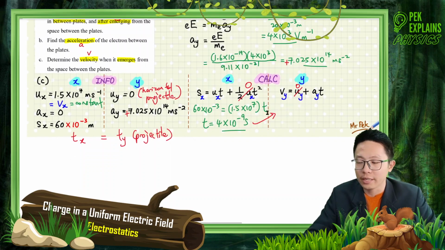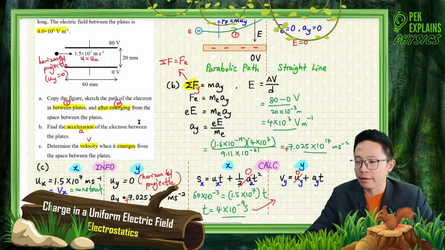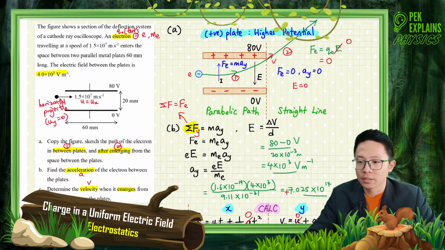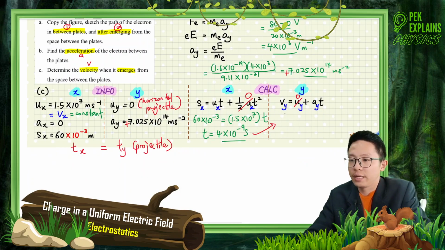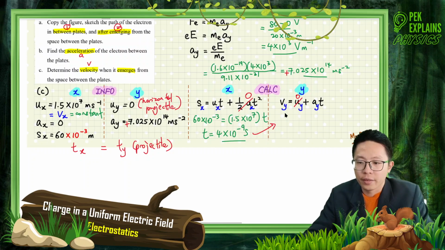Okay, so we just add in this. Ay is positive because it's directed upward. Because force is upward, and acceleration follows the force, also upward. So our Ay is upward, that's why our Ay is positive. Now let's find out the answer.